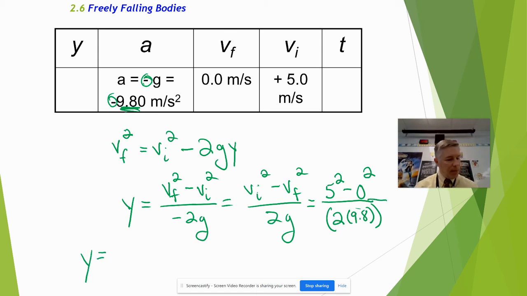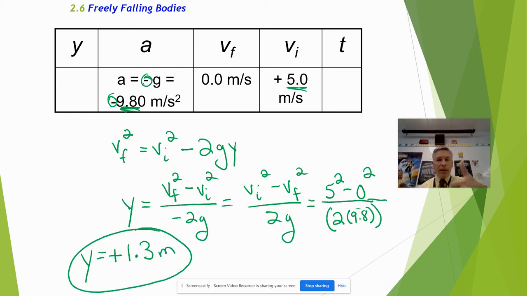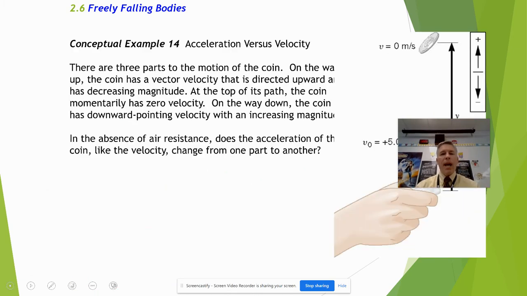Handy dandy calculator, 25 divided by 19.6, and I get 1.2755. Really, I've got about 2 sig figs here, so I'm going to say this is positive. Notice I get a positive answer, and it's going to be 1.3 meters above. So if I flick this thing, it's going to go 1.3 meters up, 1.3 meters down, and we're good. Great little examples of how we can use the idea of falling objects to figure out all this stuff.